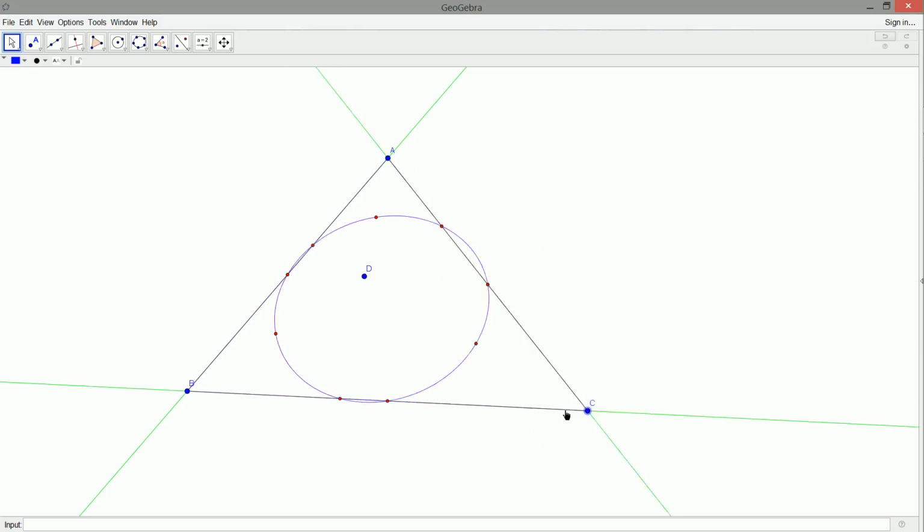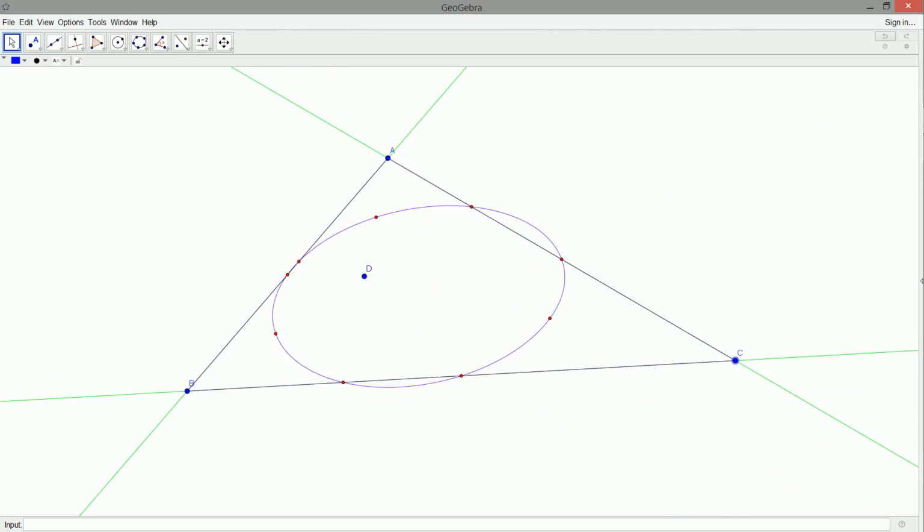And I certainly like this construction. I think it's pretty cool. I'm going to be talking about it with some of my math buddies for a while.